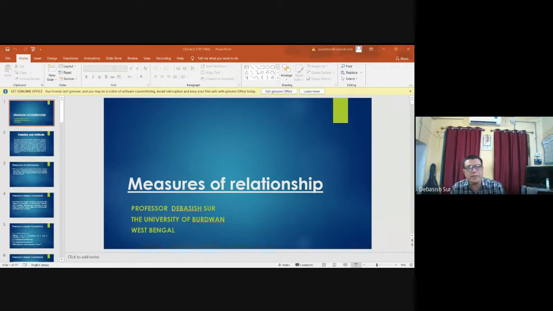So variable can be measured numerically. For example, age, weight, height. Age may be 30 years, 40 years, 50 years. Similarly, weight may be 20 kg, 30 kg, 40 kg, like that. But attribute is qualitative in nature. That means qualitative character is called attribute. Attribute cannot be stated numerically.